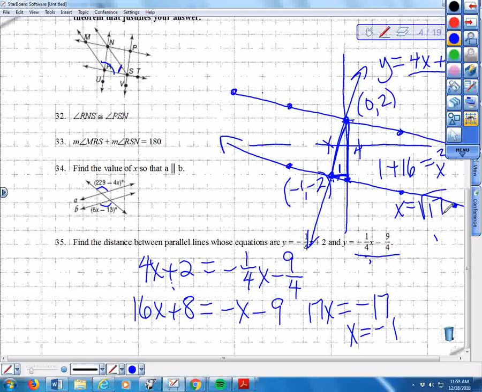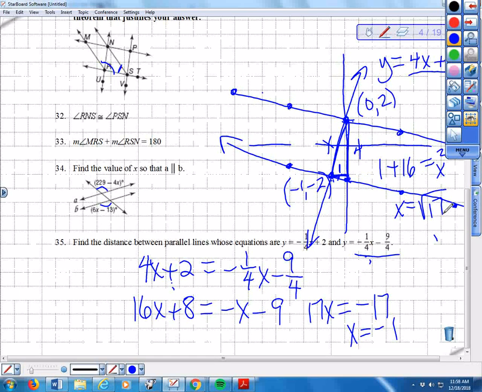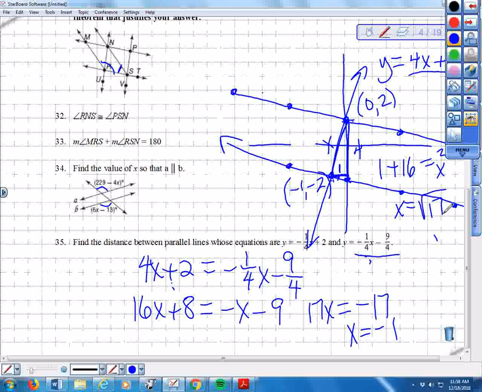Okay, you'll probably have one like this on the test, so understanding how to do it would be important. Okay.